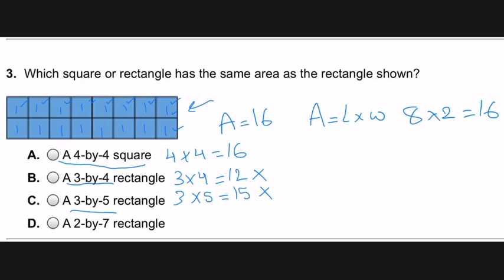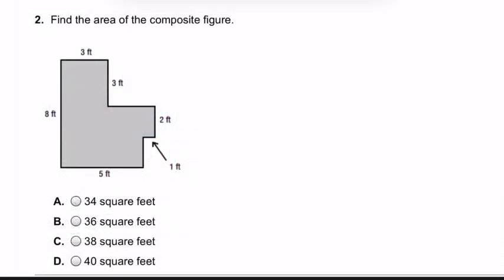The last one, 2 by 7 rectangle. 2 multiplied by 7 is 14. Again, it's not this one. So it's square A that has the same area as the rectangle shown. Now, let's find the area of the composite figure shown.